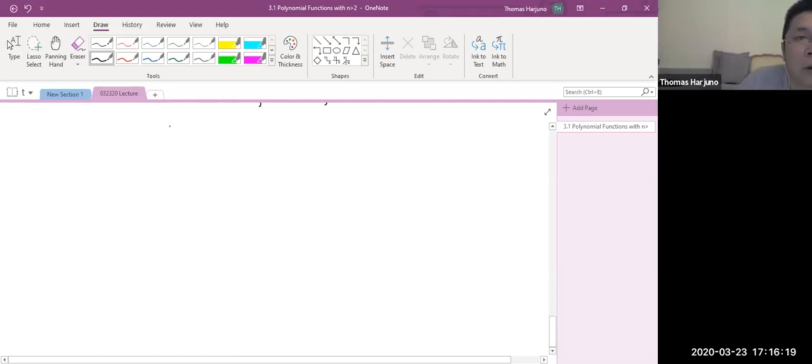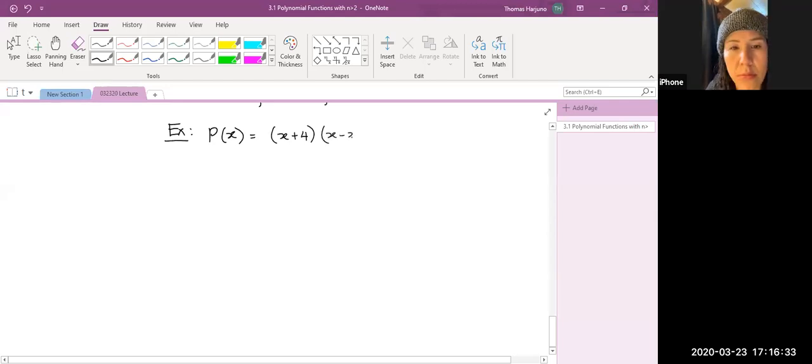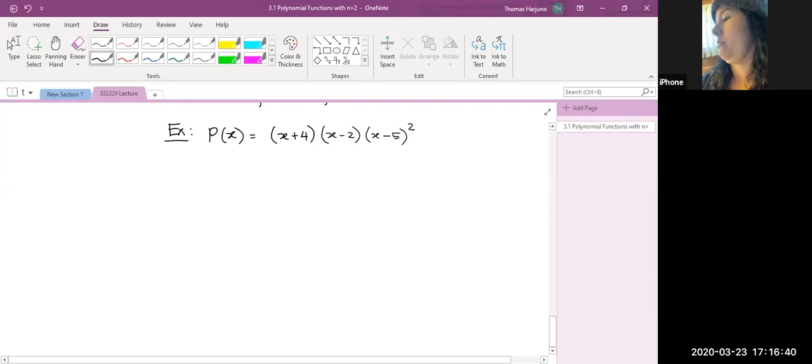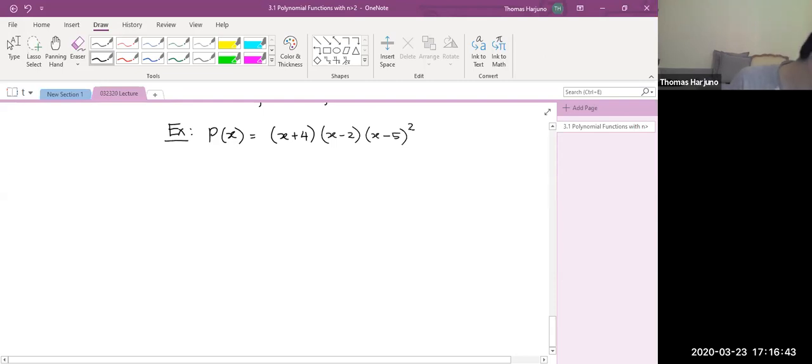So let's say, for example, we have p(x) equals (x plus 4)(x minus 2)(x minus 5) squared. We want to sketch the graph of this function. Before I really go on, can anybody tell me what's the degree of this polynomial? 4. That's right. What is the leading coefficient? 1. Okay.